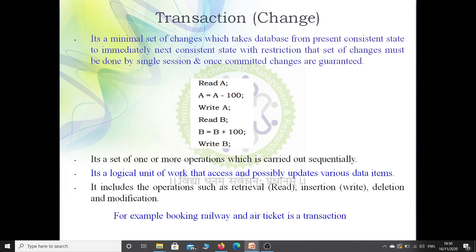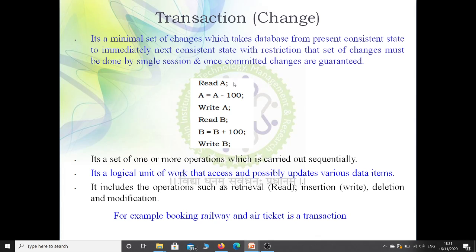Now in another way, how can we define a transaction? In another way we can say that a transaction is a set of one or more operations which is carried out sequentially. It is a set of one or more instructions. It is not the case that there are only 2 or 3 instructions every time; n number of instructions can be there in a single transaction. That's why we can define a transaction like that: a set of one or more operations which is carried out sequentially.